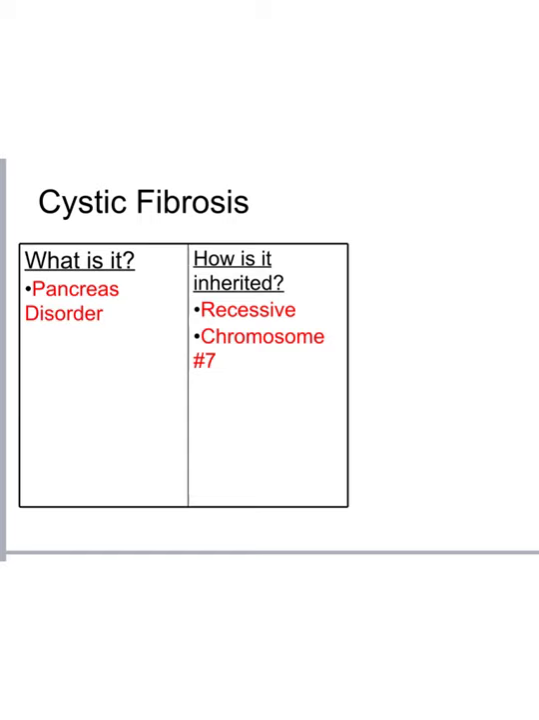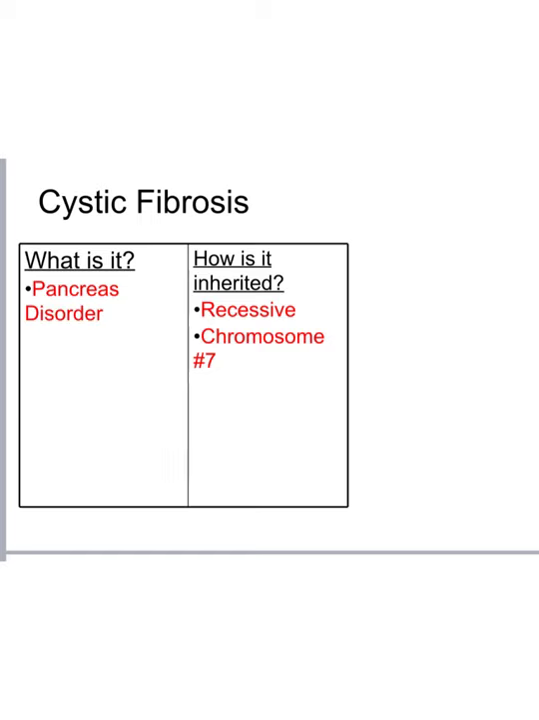Our last disorder for this page is cystic fibrosis. It is a disorder that affects the pancreas. It's not just the pancreas, though, but they call it a pancreas disorder. But it also affects the lungs and the reproductive system. It is a recessive disorder, so that means you need 2 little c's, let's say, autosomal, to get cystic fibrosis. And they know through the Human Genome Project, the human project for gene mapping, that it is on chromosome number 7 that affects cystic fibrosis.